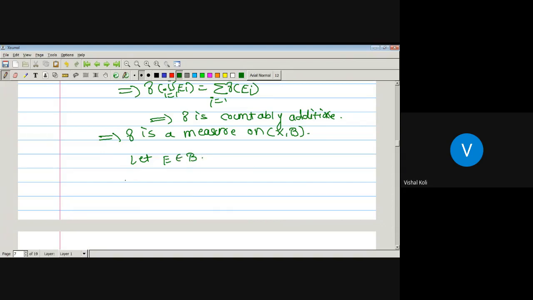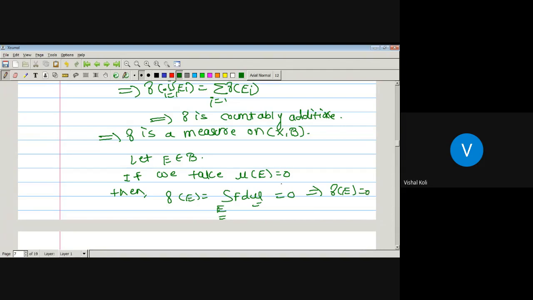And if we take the measure of E to be equal to 0, then by the definition gamma of E is equal to the integration over set E of f d mu. Here the measure mu of E is equal to 0. We know that the integration over a set of measure 0 is 0. Then gamma of E must be equal to 0.